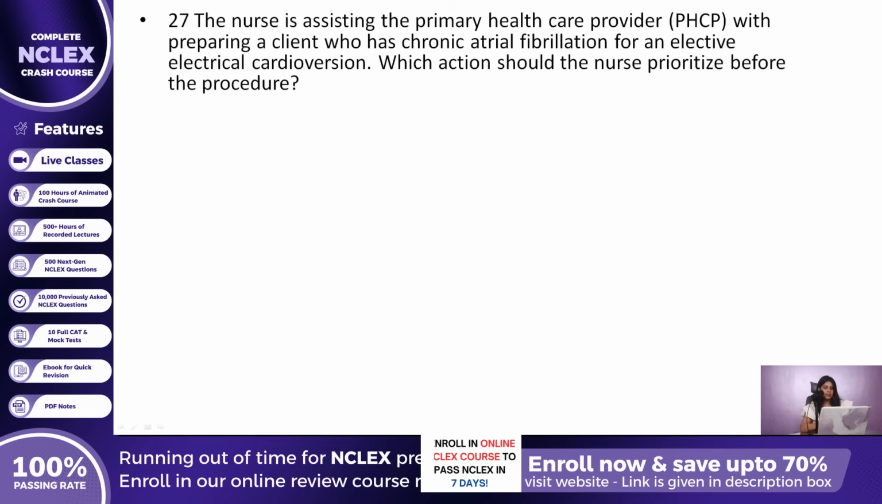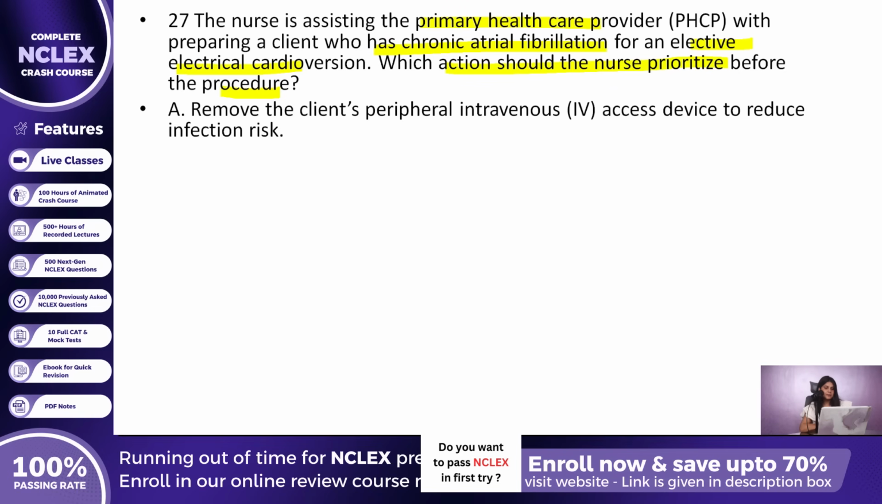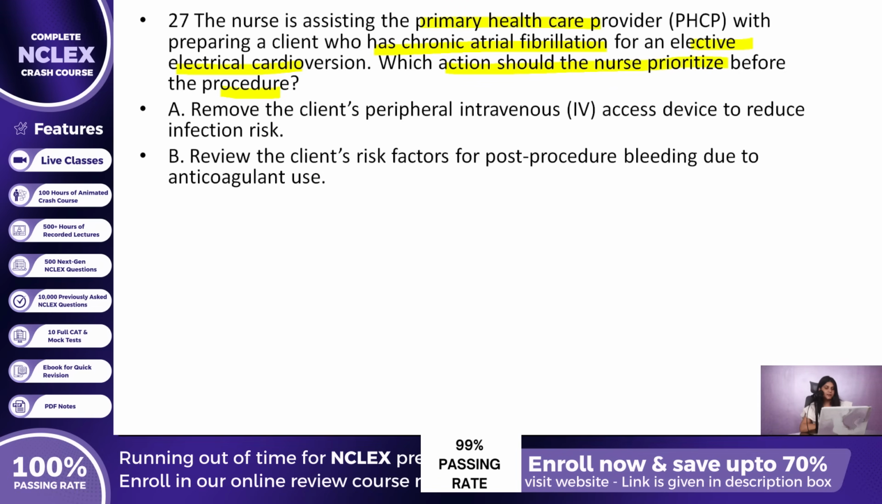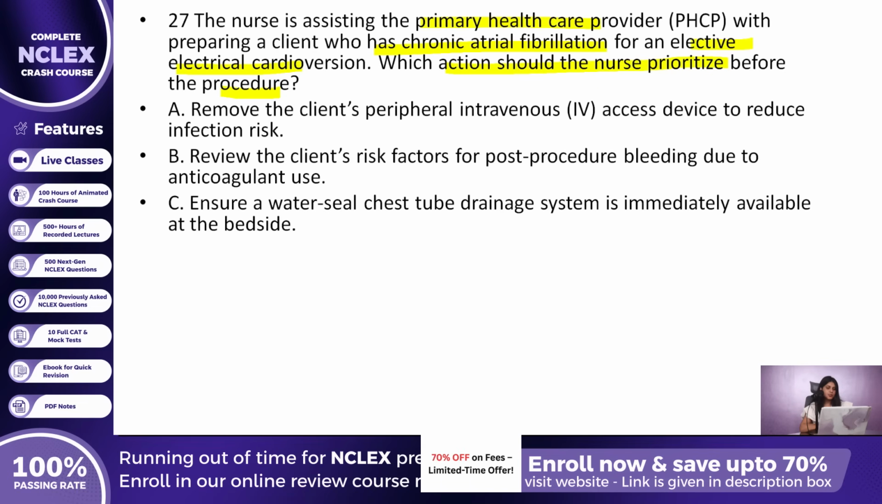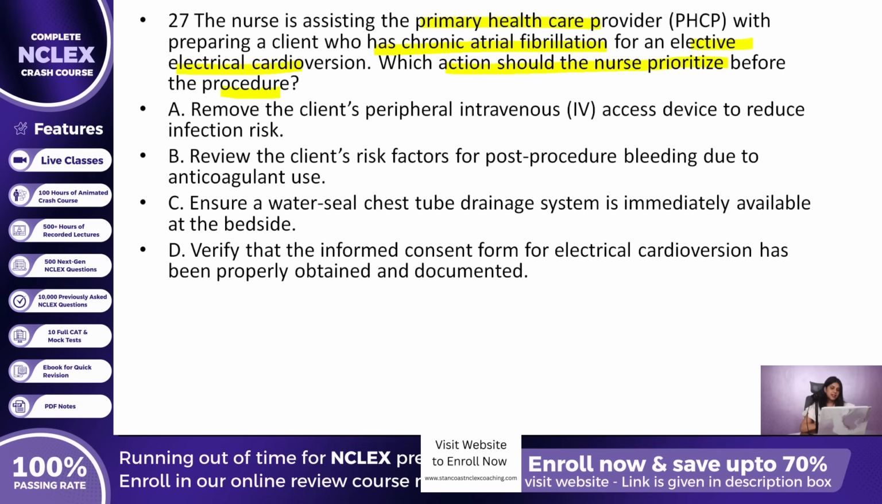Question 27. In this scenario, the nurse is assisting with preparing a client who has chronic atrial fibrillation for elective electrical cardioversion. The question is, which action should the nurse prioritize before the procedure? The options are A. Remove the client's peripheral intravenous access device to reduce infection risk. B. Review the client's risk factors for post-procedure bleeding due to anticoagulant use. C. Ensure a water-sealed chest tube drainage system is immediately available at the bedside. And D. Verify that the informed consent form for electrical cardioversion has been properly obtained and documented.